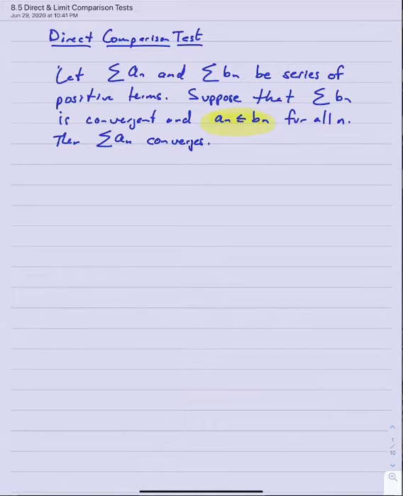Okay, now think about it. If I know that when I sum up all the b sub n's, that infinite series converges, which means I get a limit when I take the limit of the sequence of partial sums, well, that means I'm adding up a bunch of b sub n's, and when I do, I get closer and closer to L. Well, that definitely means that if I add up a bunch of a sub n's, where each one of those a sub n's is less than or equal to b sub n, then one thing is for sure: this infinite series does not equal infinity. That is, it can't diverge in that way.